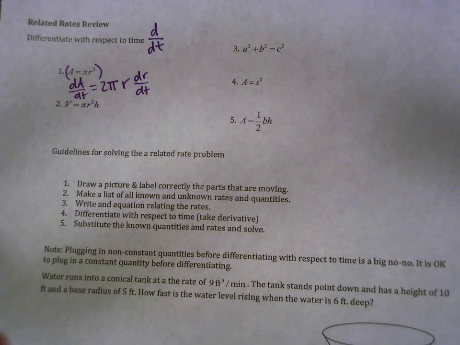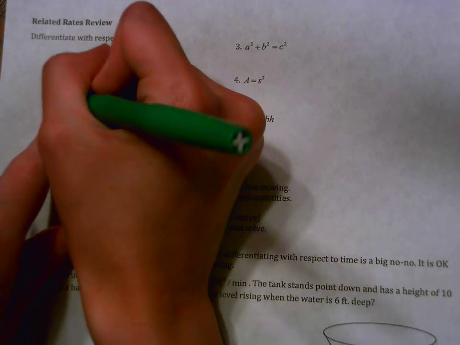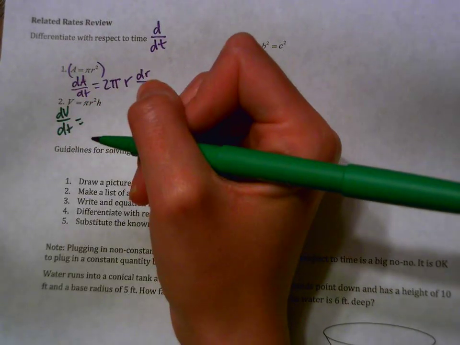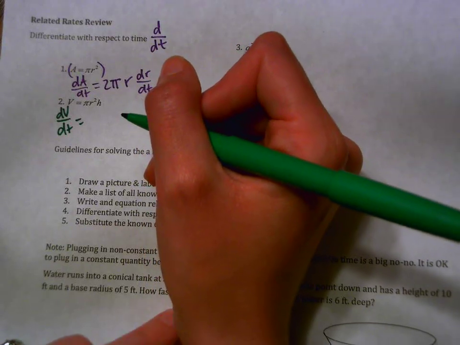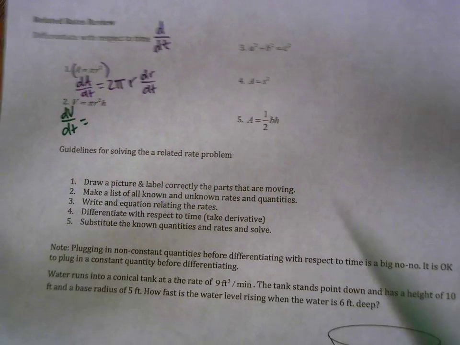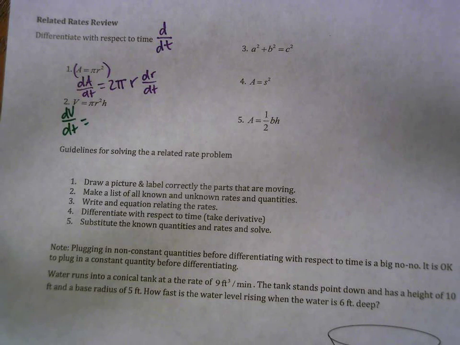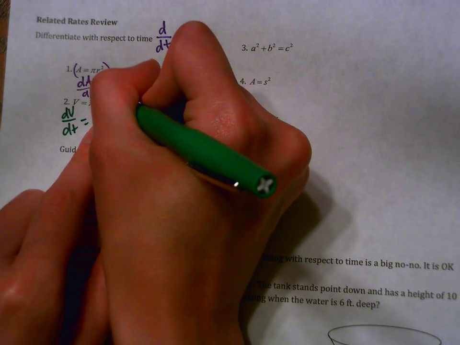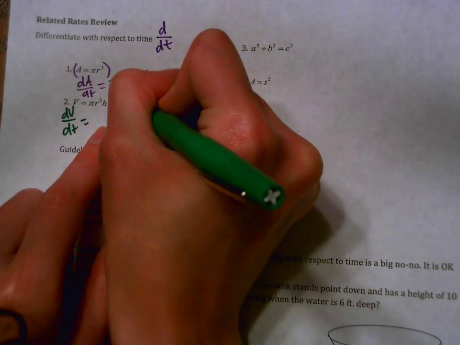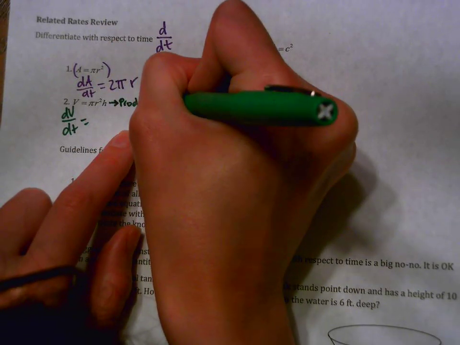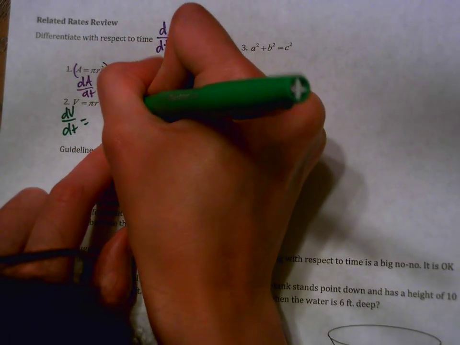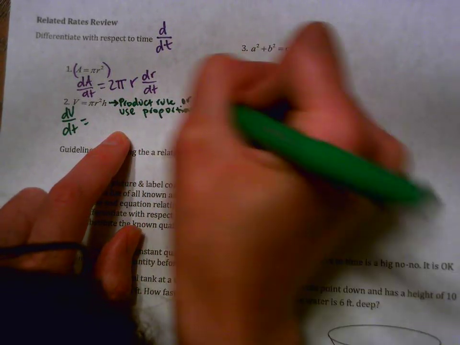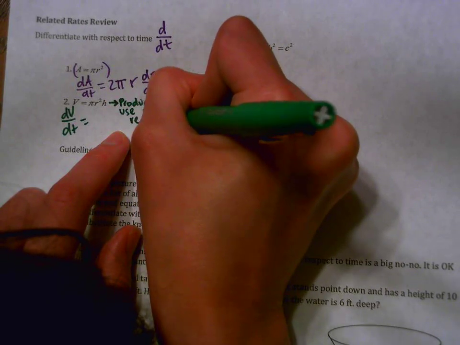Then number 2, to take the derivative of this side, it would be just dV dt. Now over here we have 2 variables, so that is where you either have to use product rule or you replace one of the variables using a proportion. If you go back and look in your chapter 2 notes, this example down here, we're going to do that. So here we're going to use product rule. So I'm going to make a little note and say product rule or use proportion to replace variable.